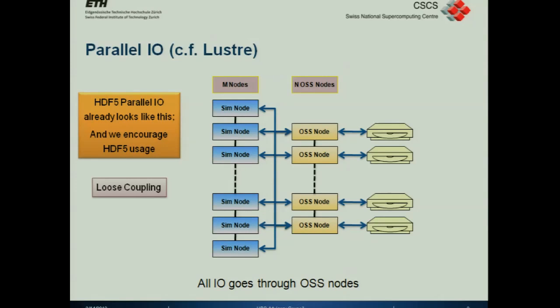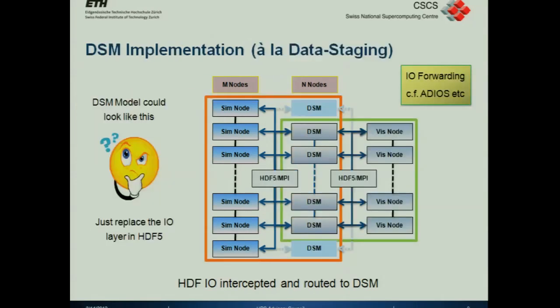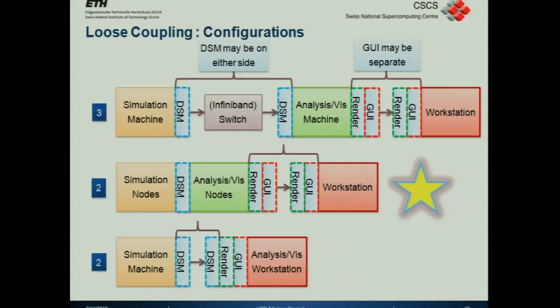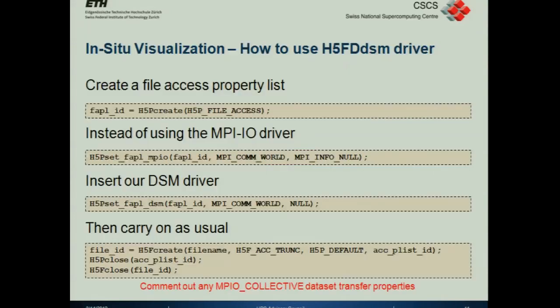Now, it turns out that HDF has a rather simple interface which allows you to basically strip out the file driver layer and replace it with your own driver layer. So that normally when you use HDF, you say, create a file, and you create a property list, which is how you access the file.